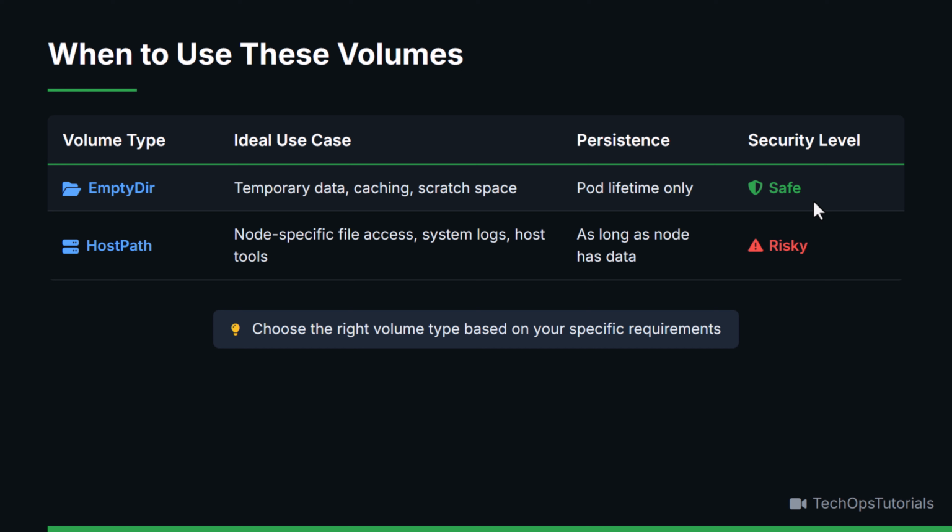But this comes with a warning. It's considered risky because it gives a container direct access to the host file system. So choose the right volume type depending on your requirements: safety and portability with EmptyDir, or host-level access with HostPath.